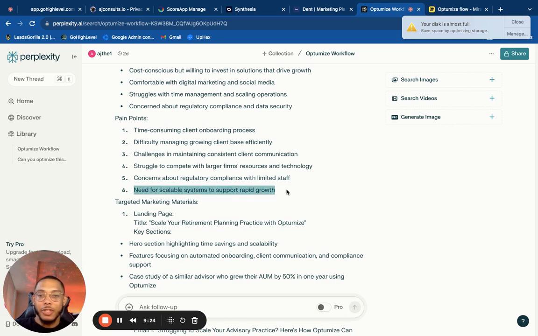Number 6, the need for scalable systems to support rapid growth. Of course, because why would they be hiring us? Our job here is to help them scale, get more money, and get more growth in their business to get more clients that are wanting their services and things.